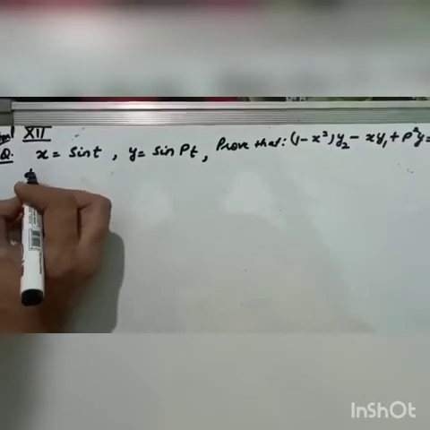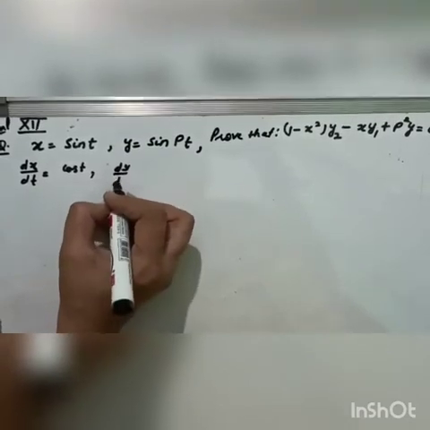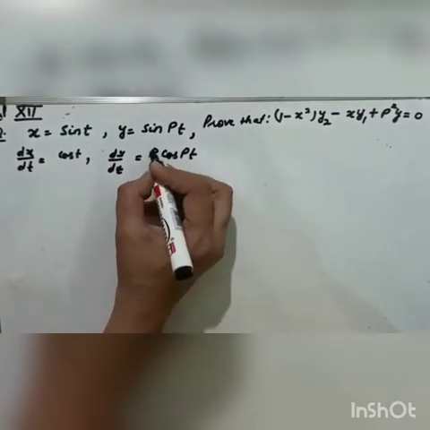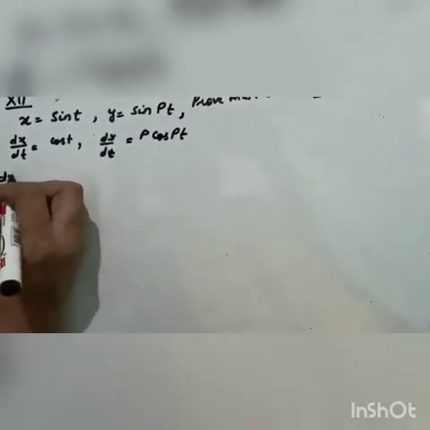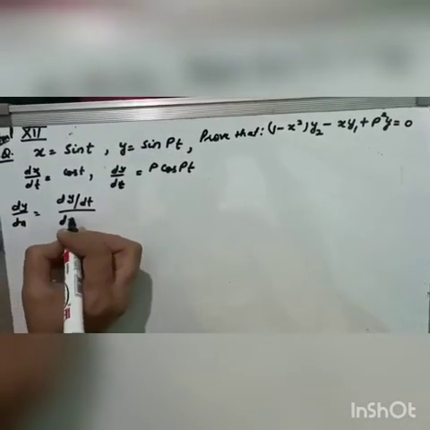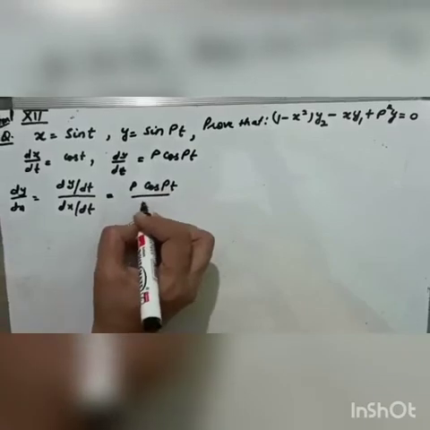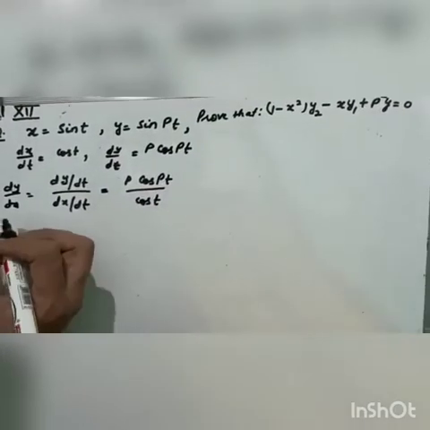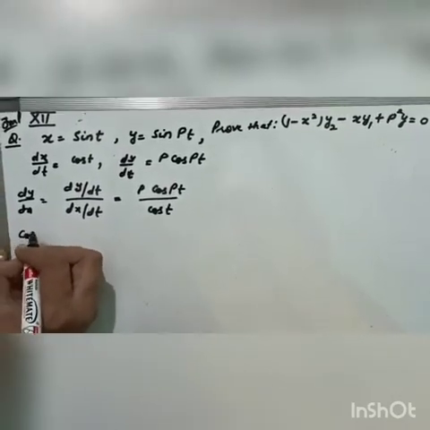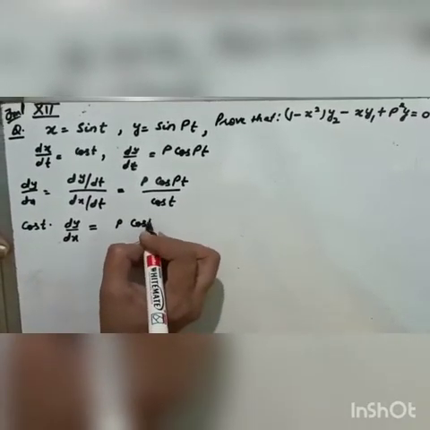So before that, first we write dx by dt, that is cos t, then dy by dt, that is cos pt, and derivative of this pt is p. So now dy by dx is dy by dt divided by dx by dt. So when we put the value, p cos pt upon cos t. Now before finding the second order derivative, first take this cos t towards the left hand side. So it becomes cos t dy by dx equal to p cos pt.